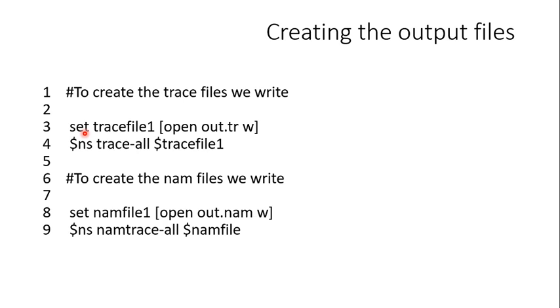Now coming back, here is a command which is something like set trace file 1 open out.tr w. What happens? As usual, set is a command. Trace file 1 is a pointer variable that is to point to where? That is to point to the trace file. What is the name of the trace file? It is out.tr. How do you open that? It is by using the open command. And in what access mode are you opening? You are opening with the write mode. So set is the command, you are setting the trace file 1 pointer to the out trace file, which is out.tr, and that is opened in the write mode by using the open command.